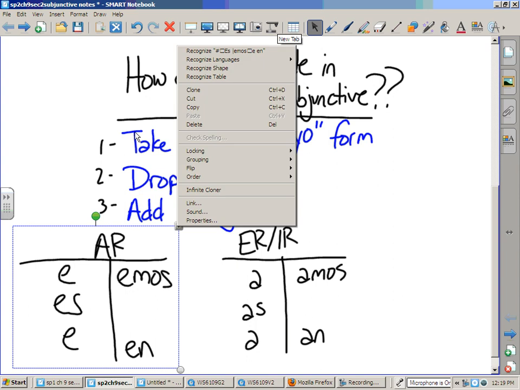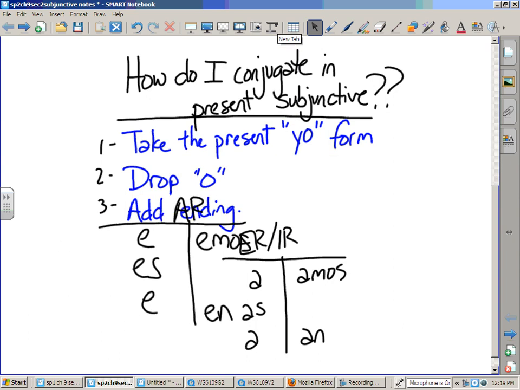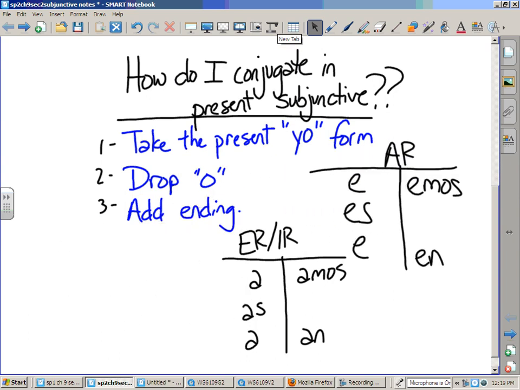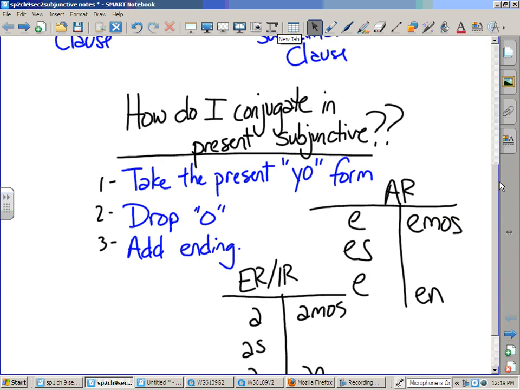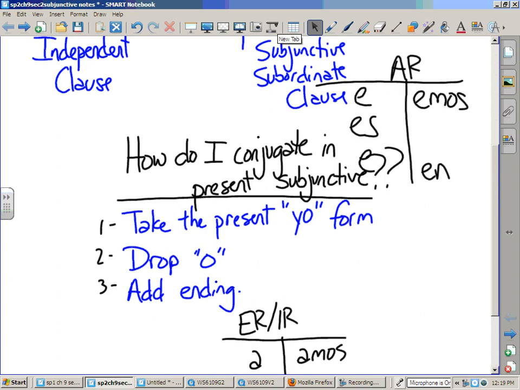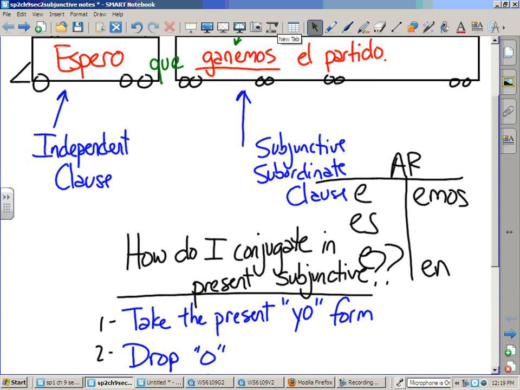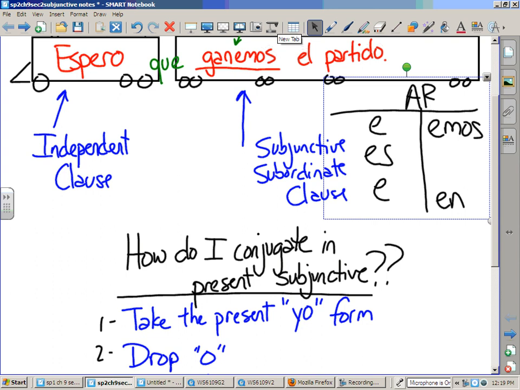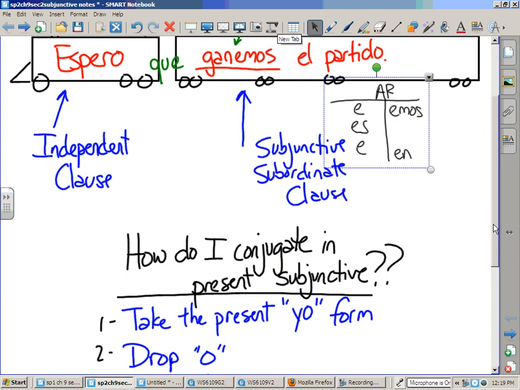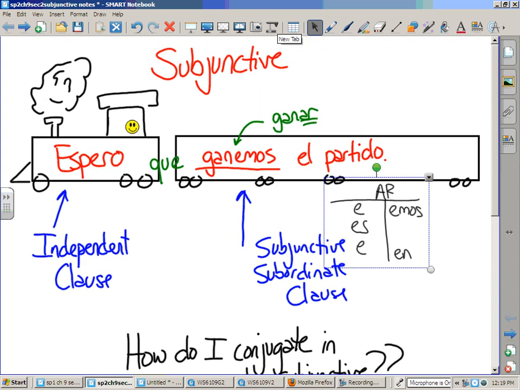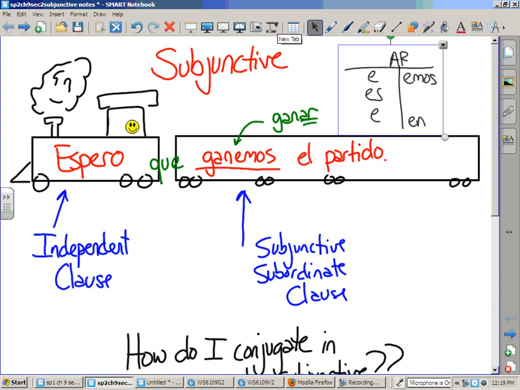I can do an example. I'm going to pull this up to the example I did before. Make it a little bit smaller. Okay. So these are just the endings I pulled up, right? We're remembering we're taking the yo form, dropping the O, and then adding these endings.